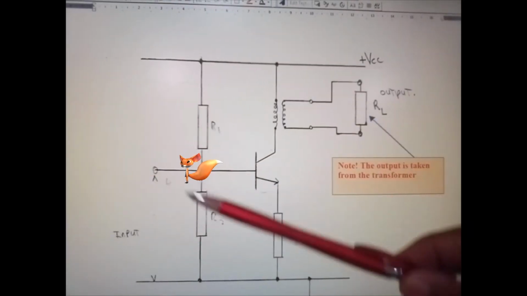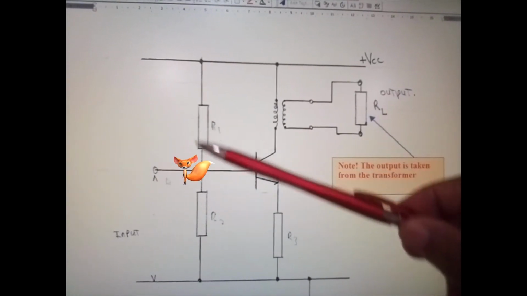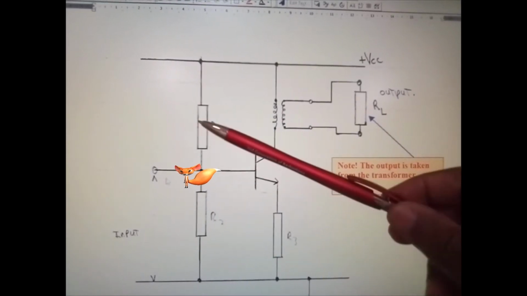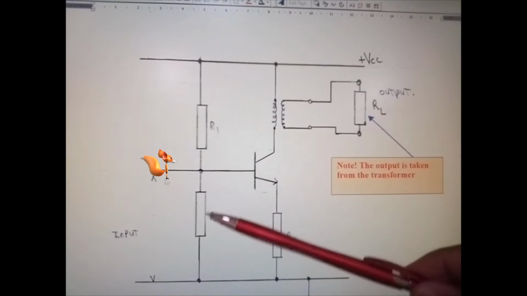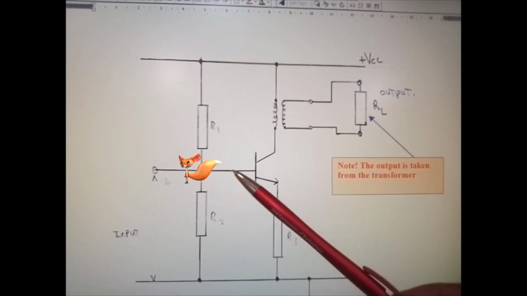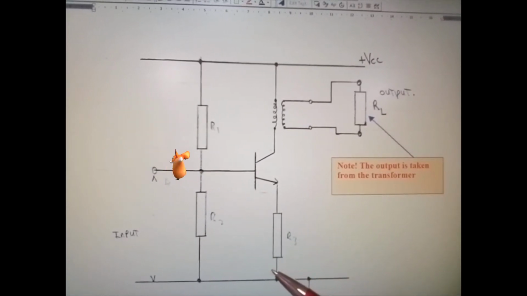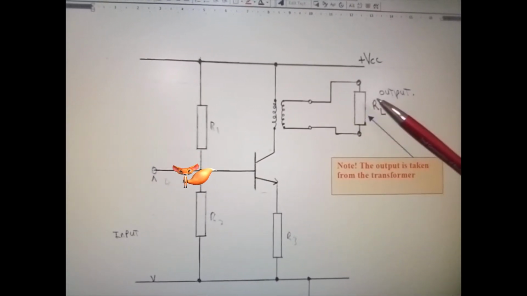And that is R1 and R2. Here, I normally refer to these as potential dividers, because they will limit the voltage. They will create a voltage drop across that circuit, which will then be applied to the base of the transistor, and normally it's about 0.7 volts approximately.